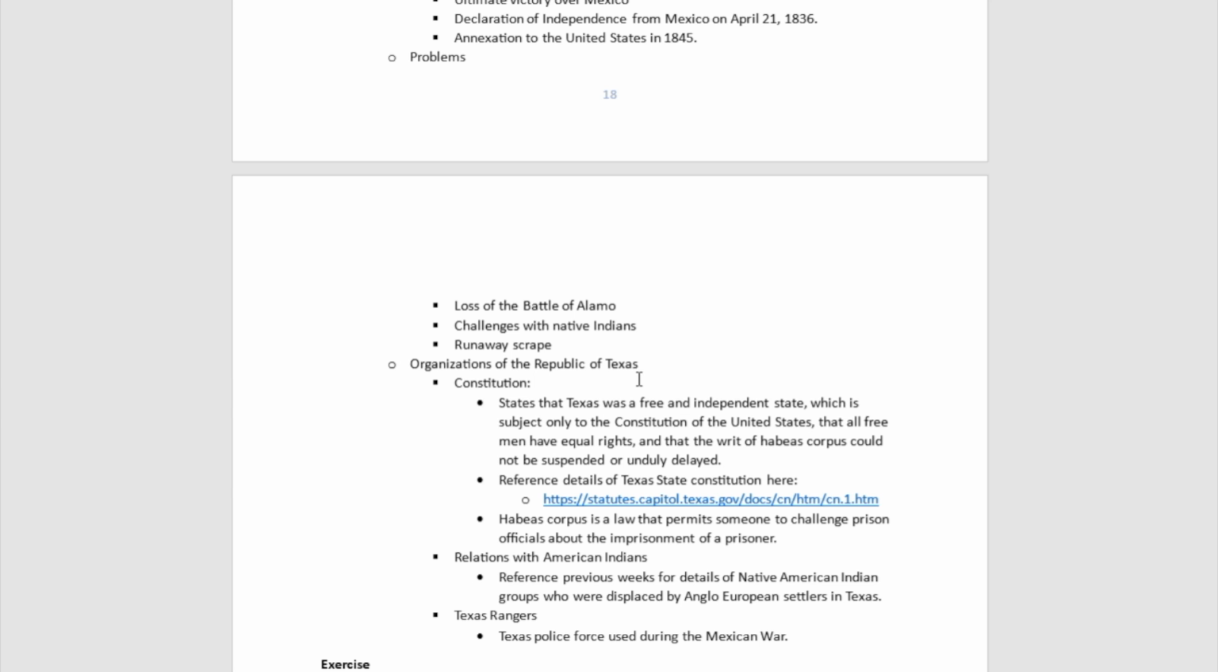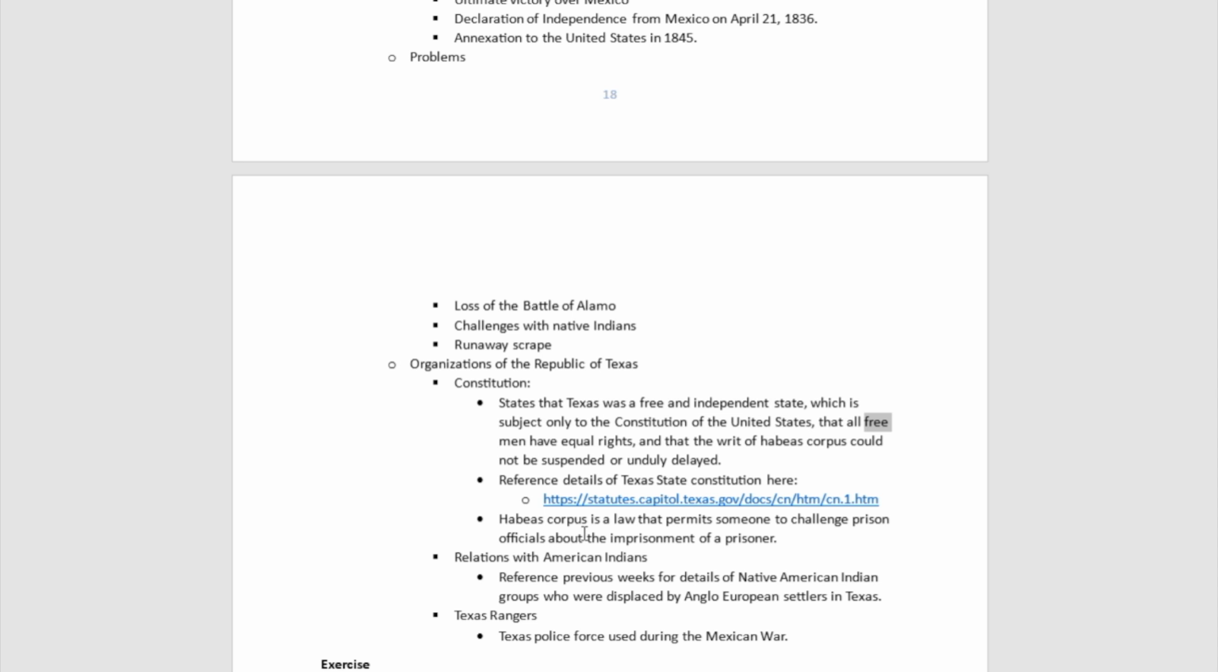The Republic of Texas formed a constitution which had a notable quote that the state of Texas was a free and independent state, which is subject only to the Constitution of the United States, and that all free men have equal rights. Note that word over there, all free men. And not necessarily all men, because there were still slaves over there, and that the writ of habeas corpus could not be suspended or unduly delayed. And you can reference this link over there for additional details about that.